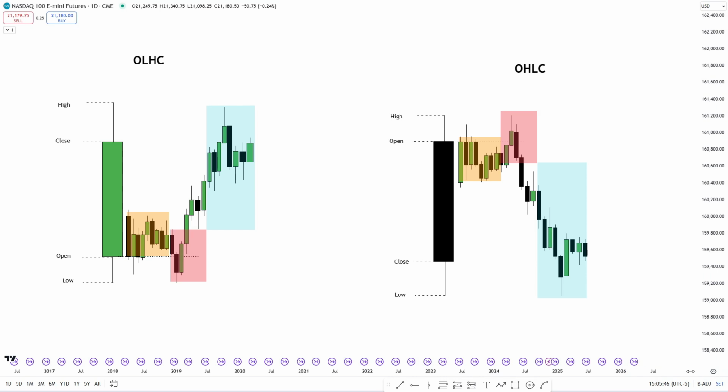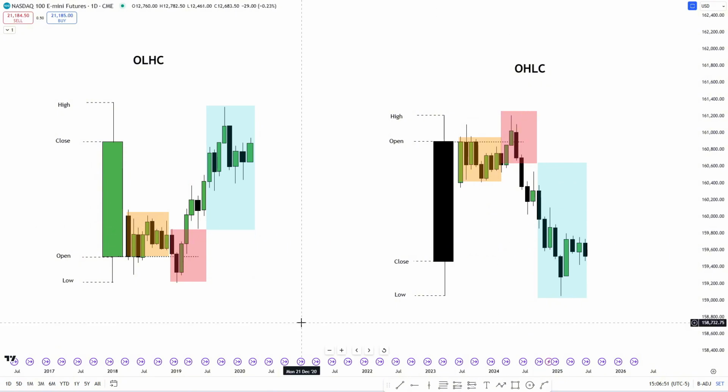Okay guys, I want you to notice how we can incorporate accumulation, manipulation, and distribution, also known as AMD, or power of 3, into this concept of open low high close or open high low close. So we get our accumulation, get our manipulation below the opening price before distributing, forming the high of the day, and then closing near the high. And the same thing would be said for an open low high close bar.